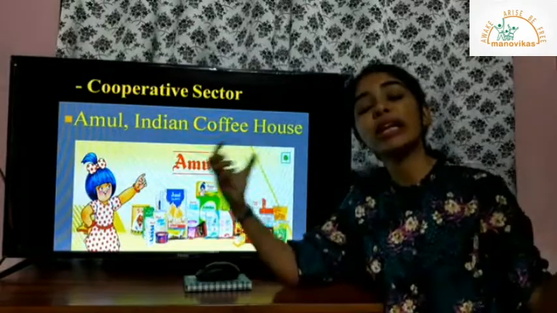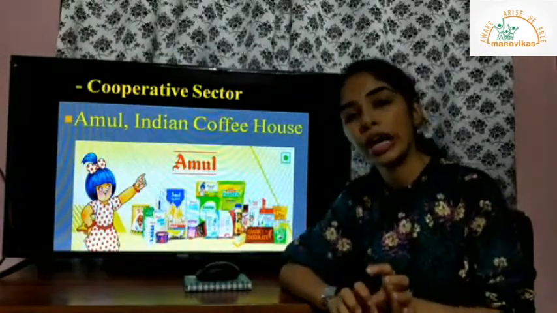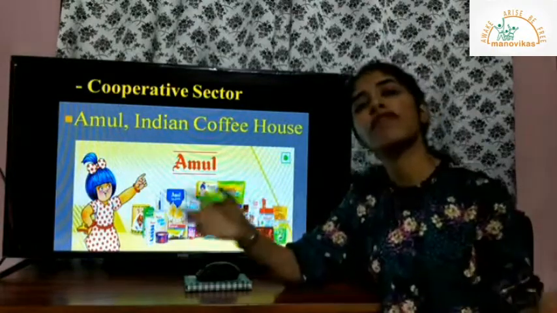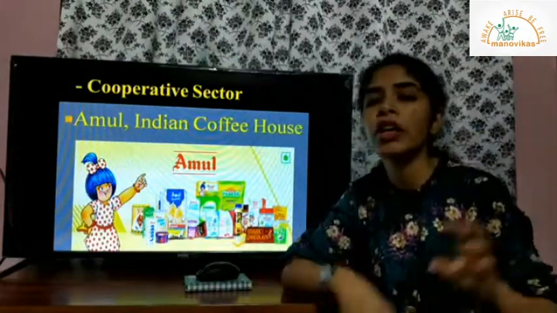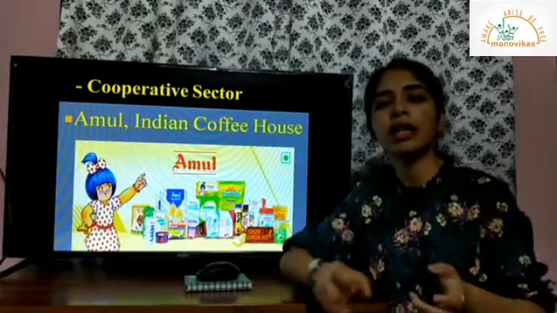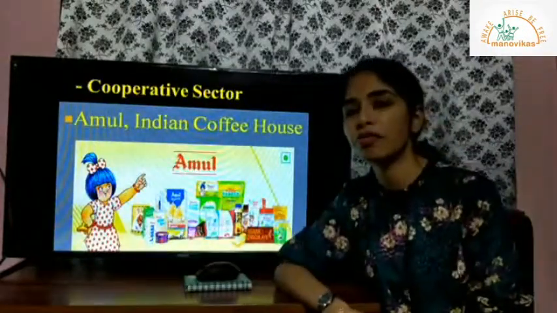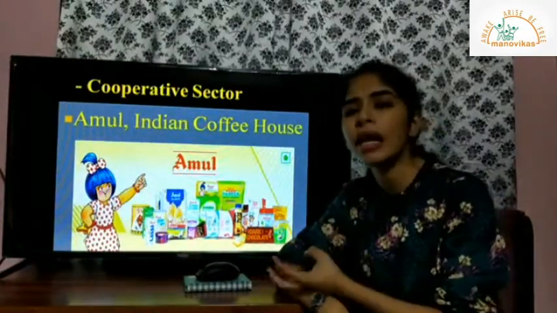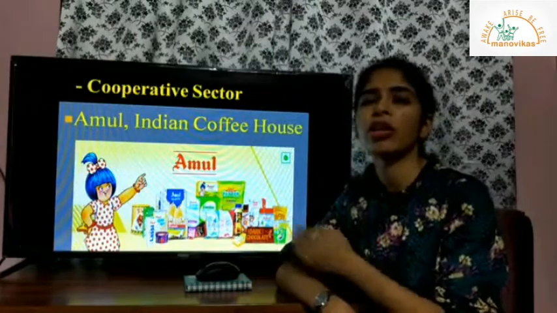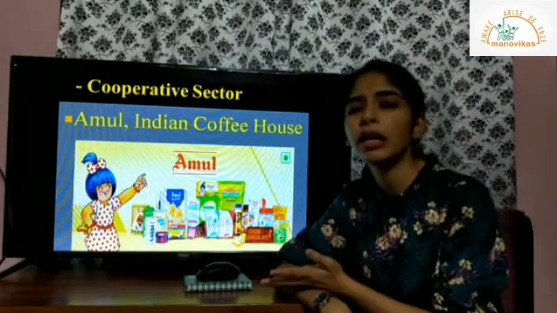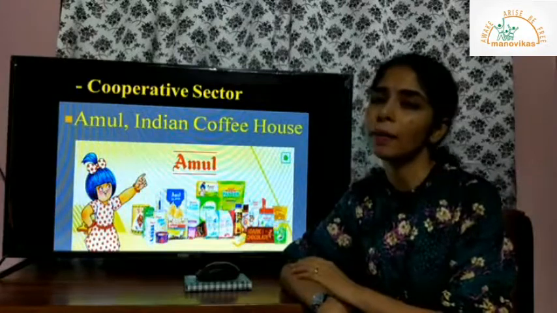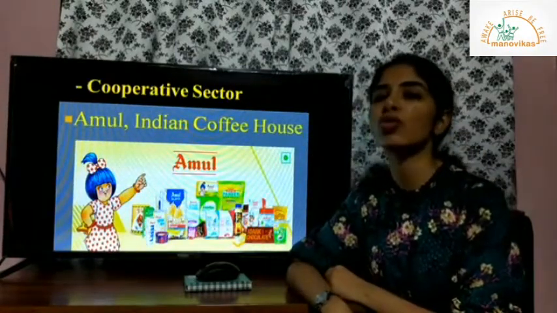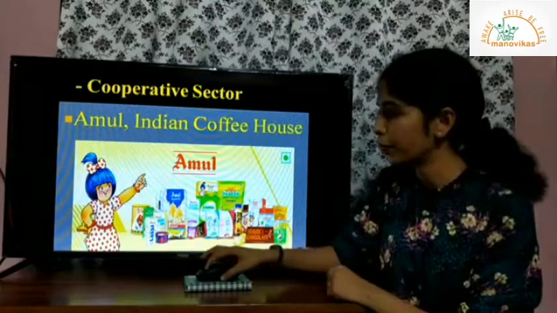So here you have many farmers who have come together in Gujarat and they have formed this industry. Okay, so the farmers produce their own raw material, they look after the processing and they look after the selling of products. Okay, they produce different types of dairy goods, say milk, cheese, butter, condensed milk, buttermilk. Okay, everything is produced by Amul. And then there is also Indian Coffee House, which is also a cooperative sector.